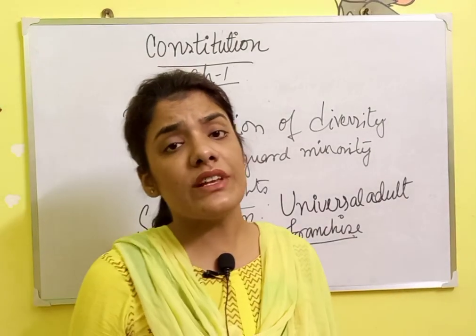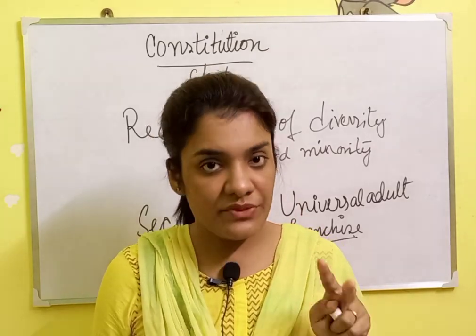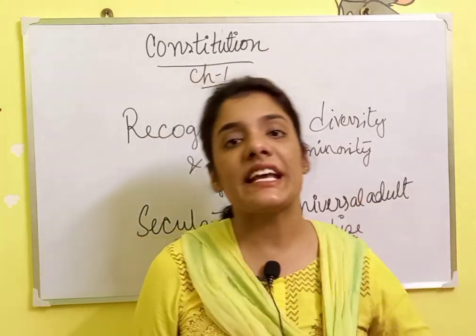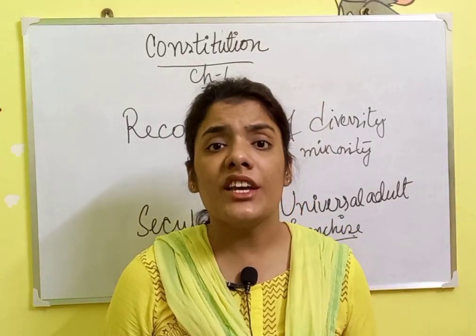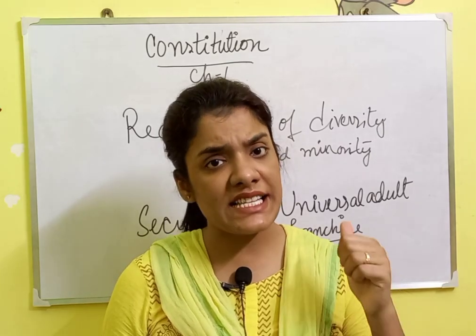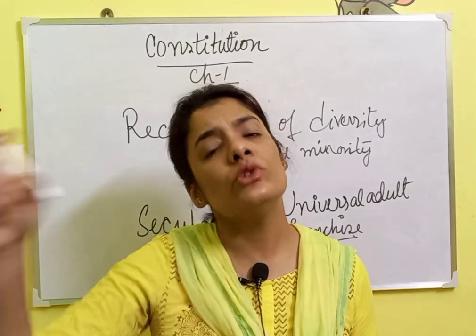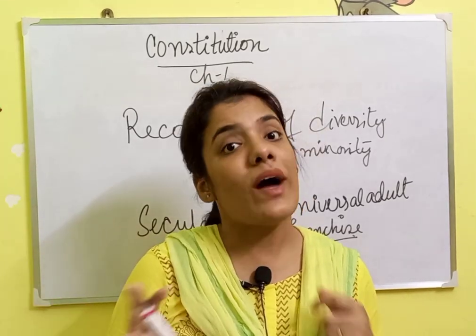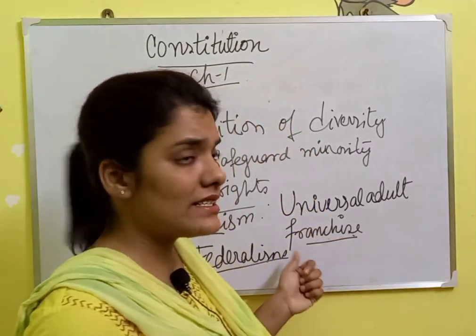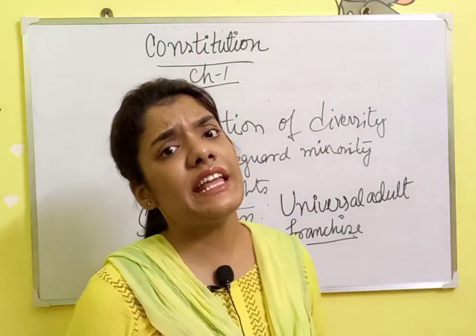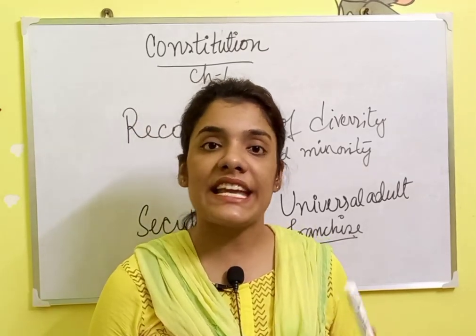Now, what does federalism mean? See students, there are usually two forms of government. First is unitary government, second is federal government. Okay, what does unitary government mean? Unitary government means where there is a single central government, and that particular single central government rules over the whole country. Okay, where the state governments are not independent. But in case of federalism, what happens? There is a central government and there are several individual state governments.